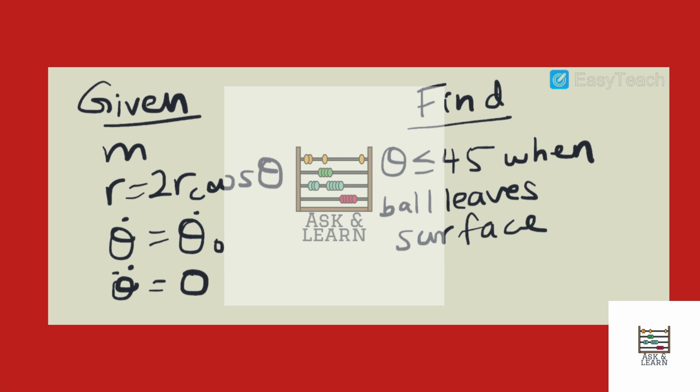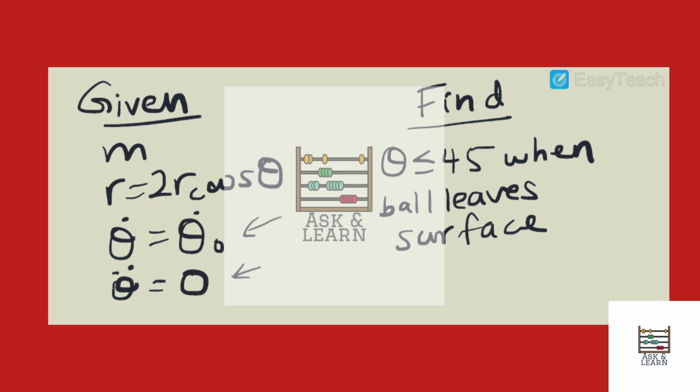Hi everyone, so what we have here is a ball of mass m that is moving along a circular path that's given by r is equal to 2 rc cos theta. We know the arm has a constant angular velocity theta dot equal to theta dot naught, and since we know it's constant, we also know that theta double dot is equal to 0.